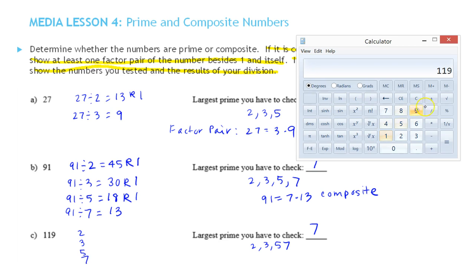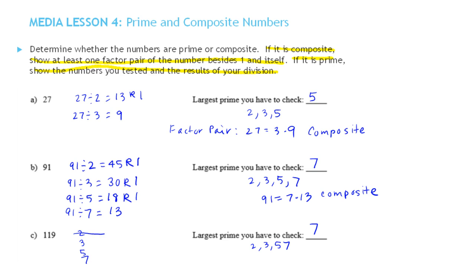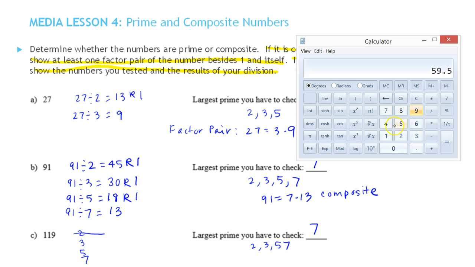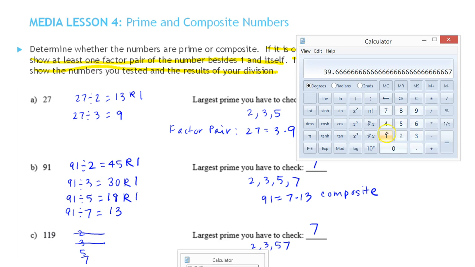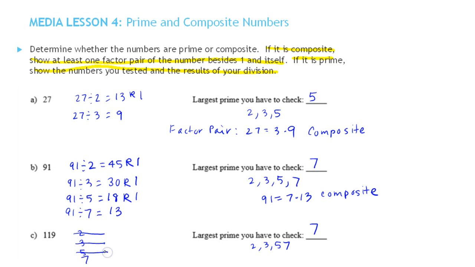So 119, we know it's not divisible by 2 because it's not even, and there's a remainder, so 2 doesn't work. Let's check 3. Is 119 divisible by 3? Remainder, so no, it is not. Now we know it's not divisible by 5 because it doesn't end in a 0 or a 5, but we can still check it. Notice there's a decimal, so that means there's a remainder, so it's not divisible by 5.